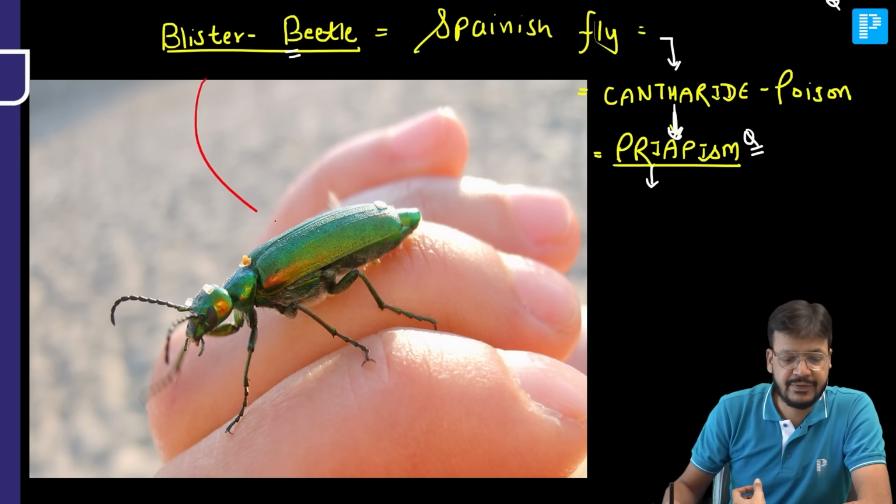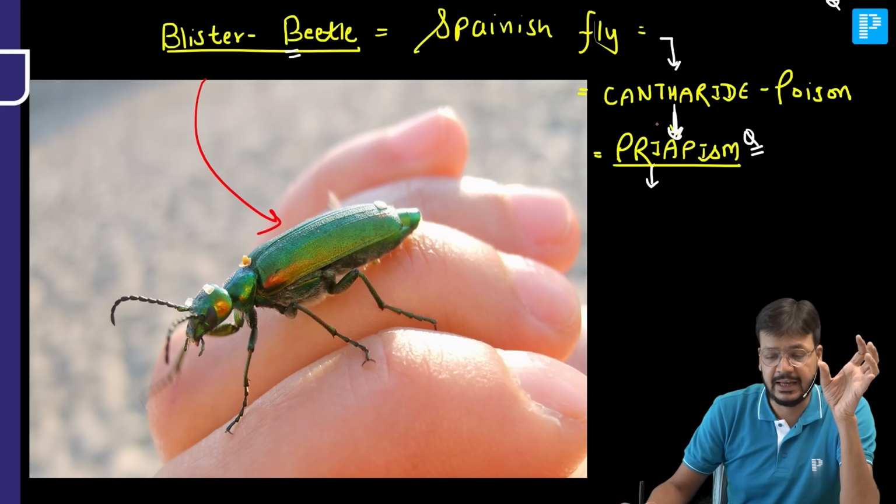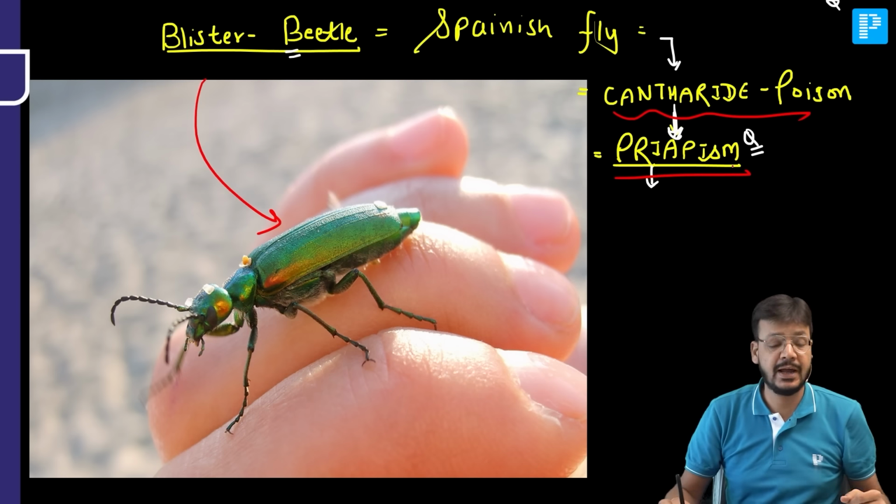Now, sir, this is a very, very important image. That's a blister beetle. So this is a very, very important image. Blister beetle, which is a Spanish fly. It causes cantharidin poisoning and priapism.